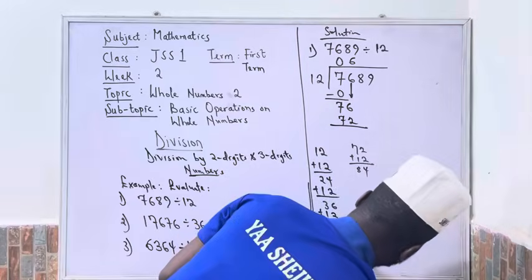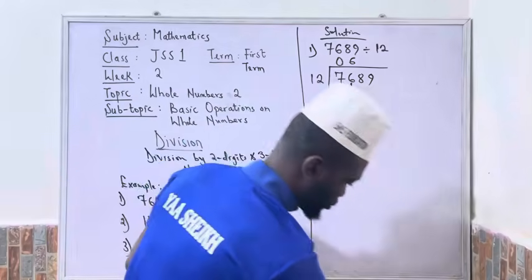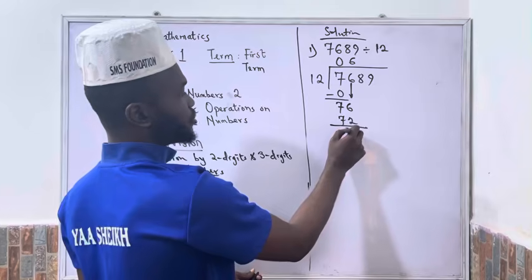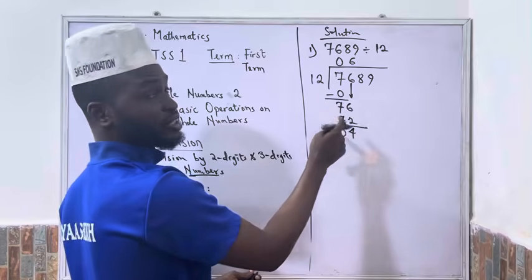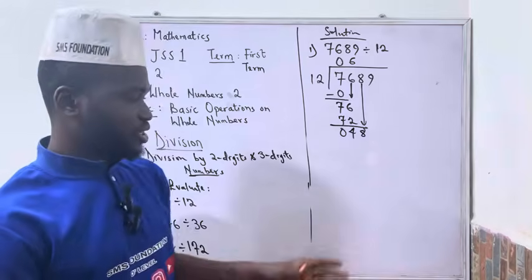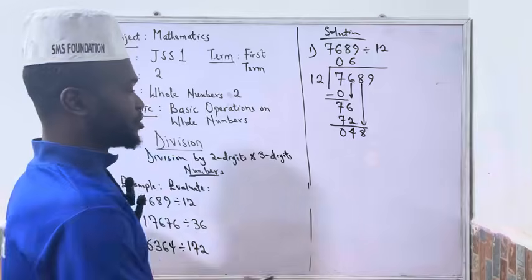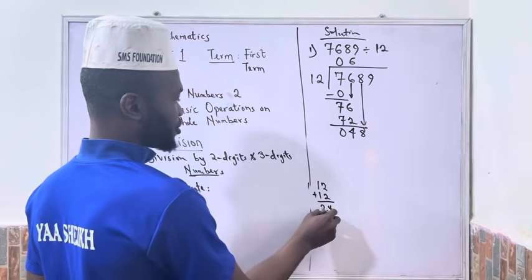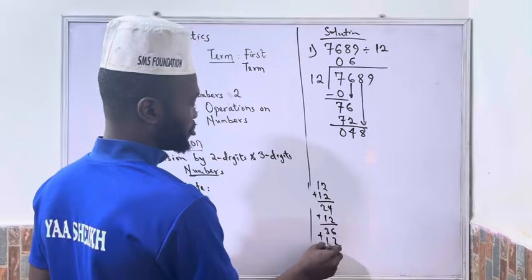So let us subtract. 76 minus 72 gives me 4. So 6 minus 2 is 4, and 7 minus 7 is 0. Let's bring down the 8. So this is 48. With what I have on the board before, I have 48, which is 12 four times. Or you can simply do it again: 12 plus 12 gives 24, plus another 12 gives 36, plus another 12 gives 48.